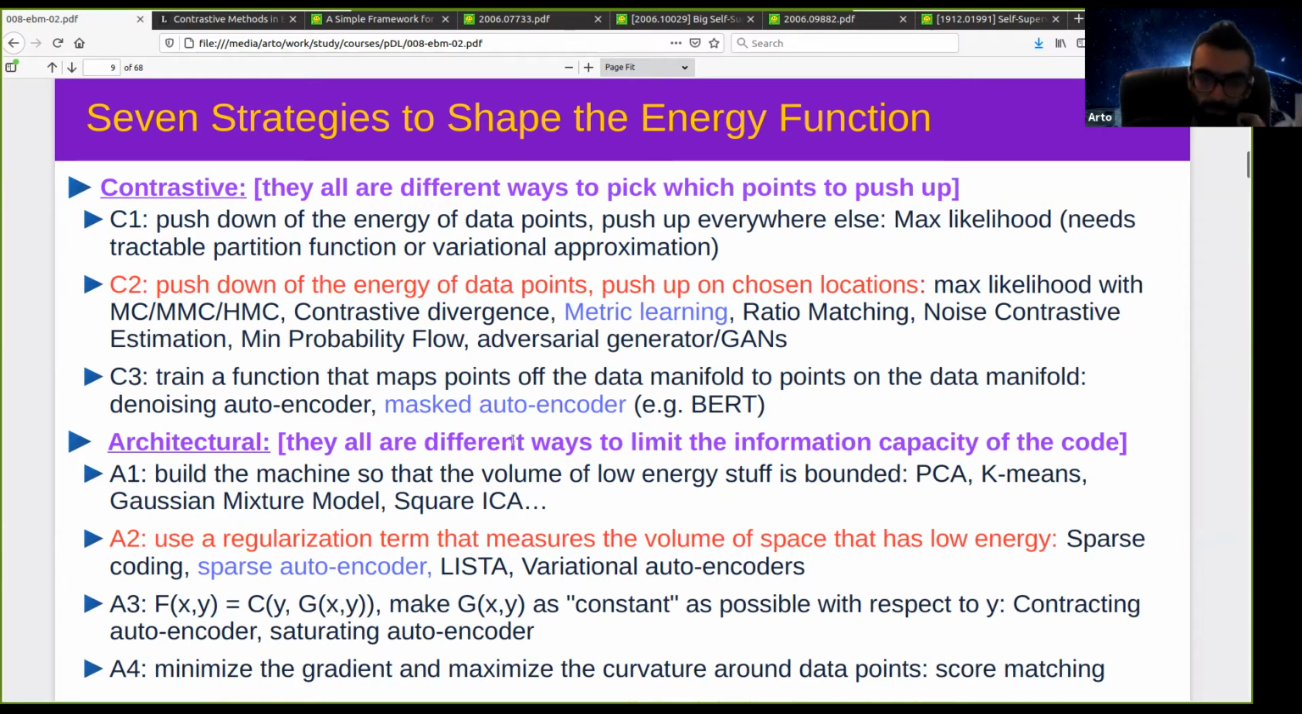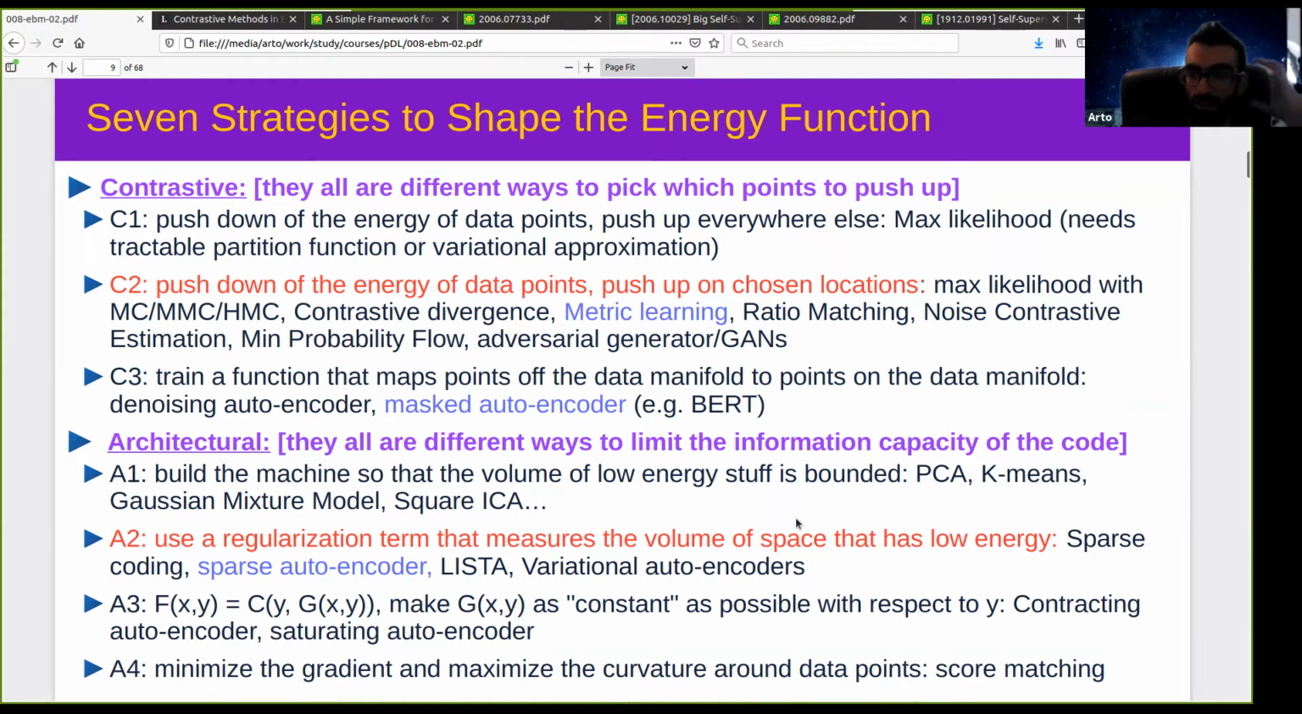So BERT is trained using this masked language objective, right? And another family of training methods is architectural training methods, and they also can be sub-classified into several categories.